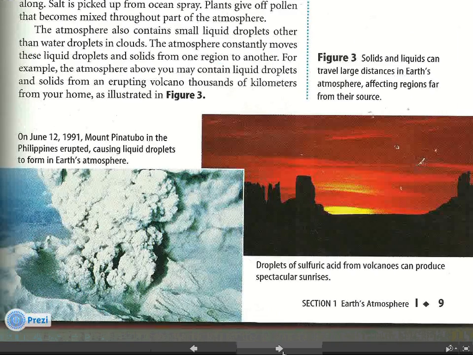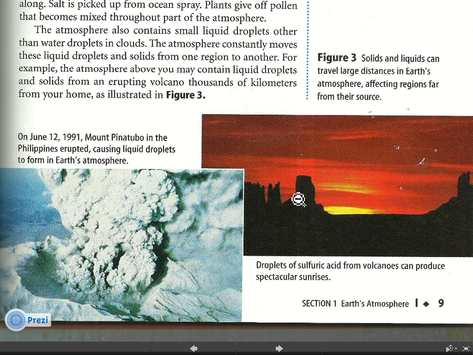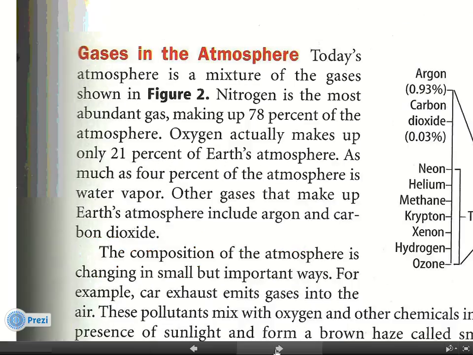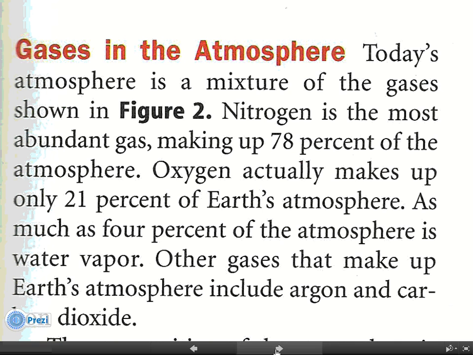If we look at the figure 3 on the bottom of the page, we can see pictures of 2 volcanoes. And the volcanoes spew liquid droplets and little particles in the air that also get in our atmosphere. So we're going to read about that. You can see that this red sunset is from droplets of sulfuric acid from volcanoes. So we're going to start here at gases in the atmosphere. So I'll read this to you and then we'll do our outline.